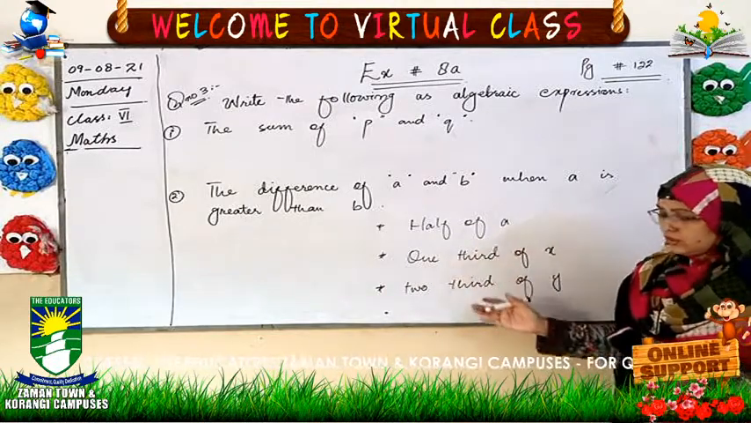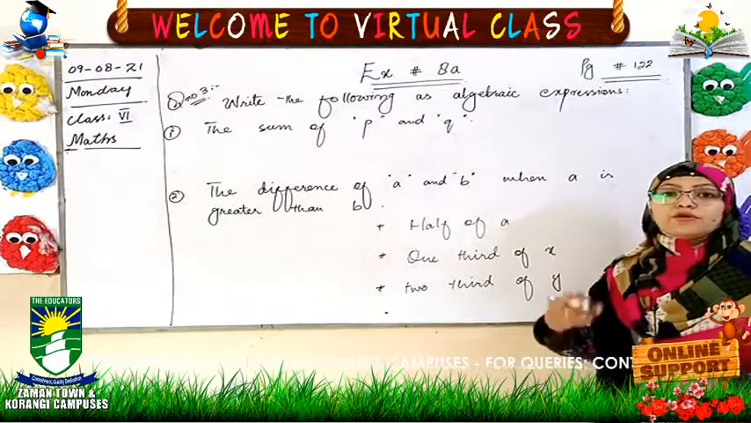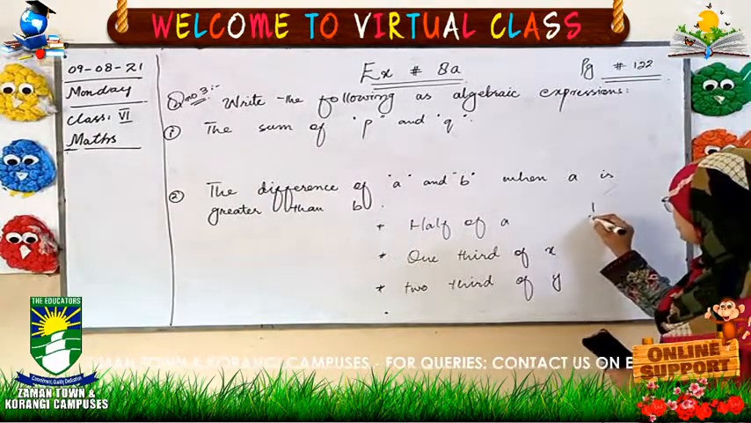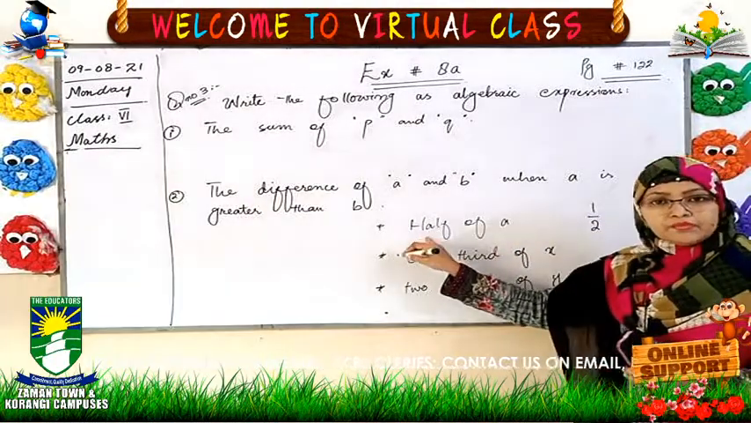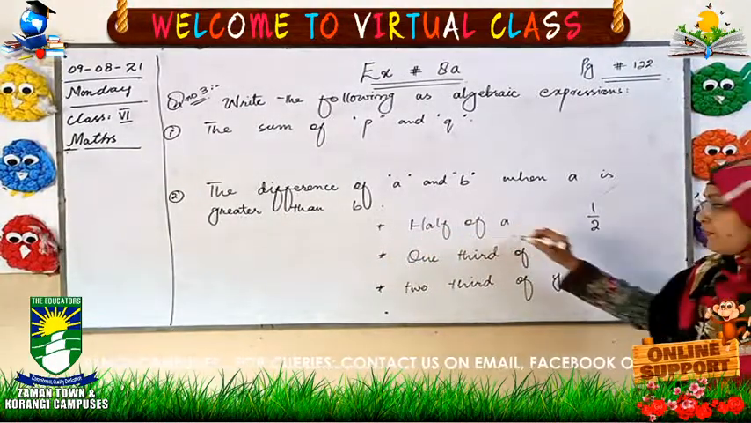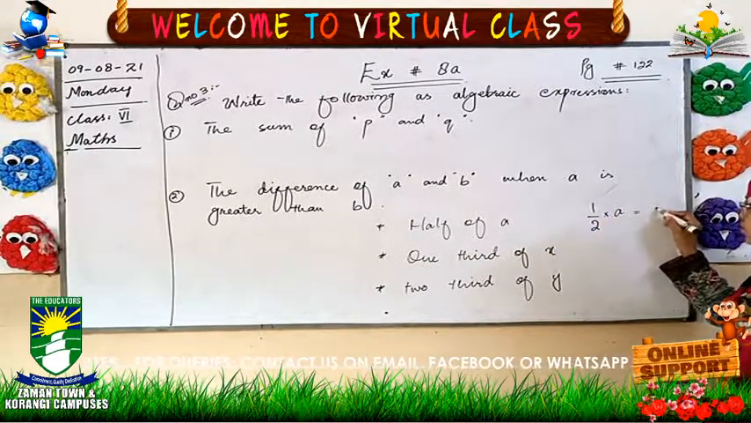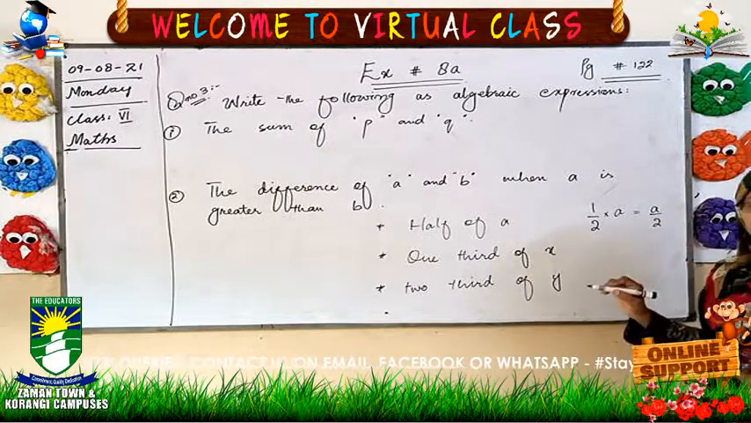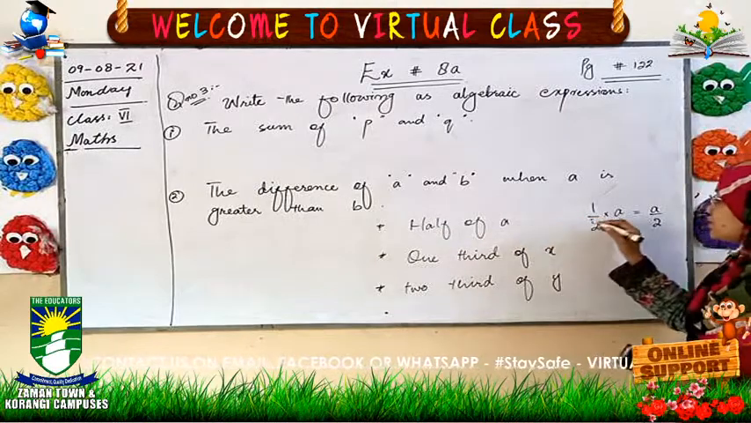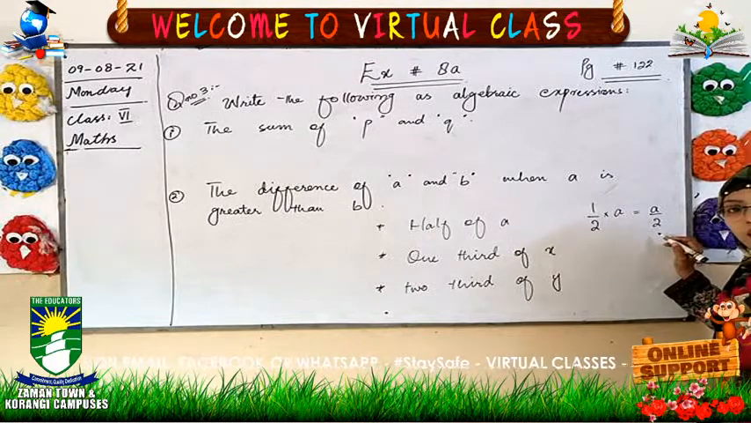You have to write these terms in the form of numbers and variables. Half, what do we use for half? Half means 1/2. And which half are we taking? Half of A. Half of A means you will take 1/2 multiplied by A, which will be equal to A/2. Is that clear? Half of A means you take half into A, means 1/2 into A. After multiplication it will be equal to A/2.